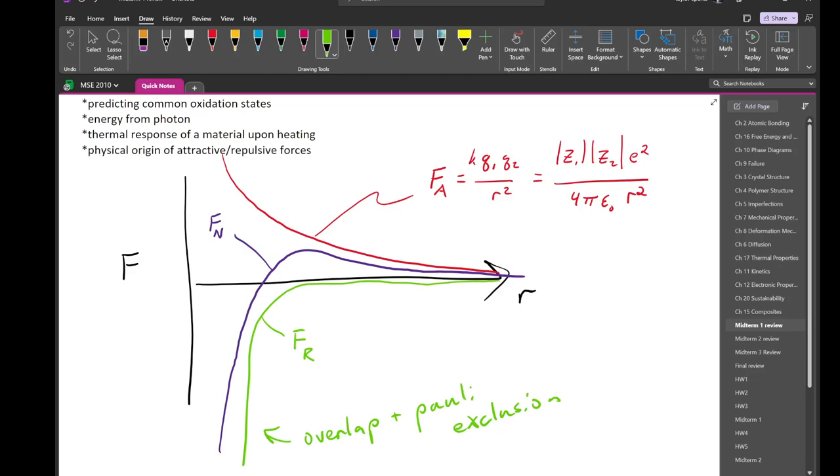We also learned that technically, because we have an expression that shows what force does as a function of interatomic separation, if you took the slope of the tangent line at that zero force point, that slope should be proportional to the stiffness of your material, right? The Young's modulus.